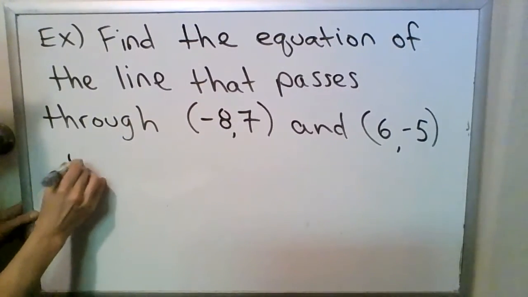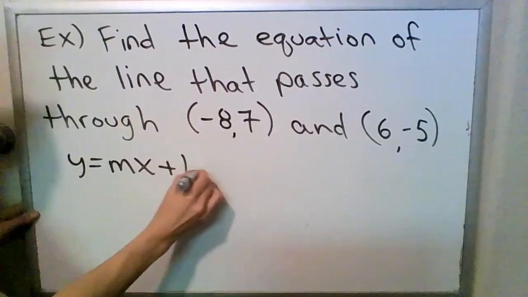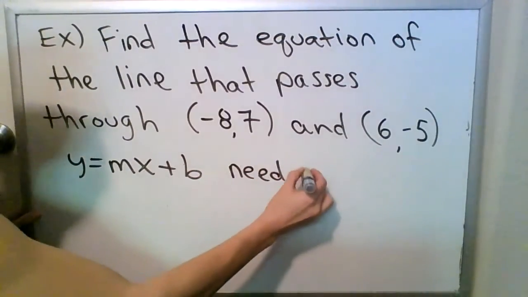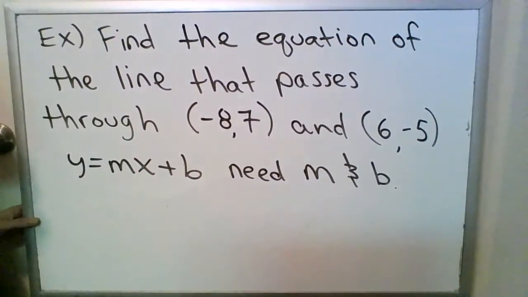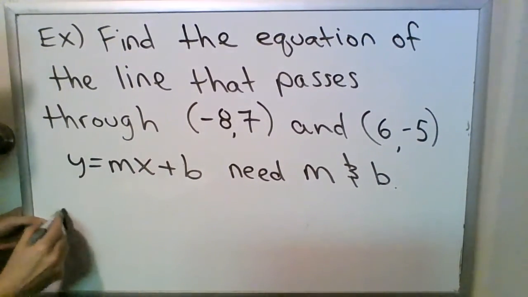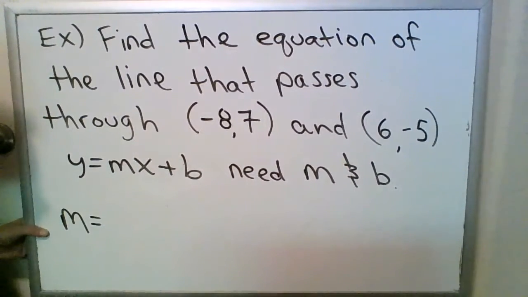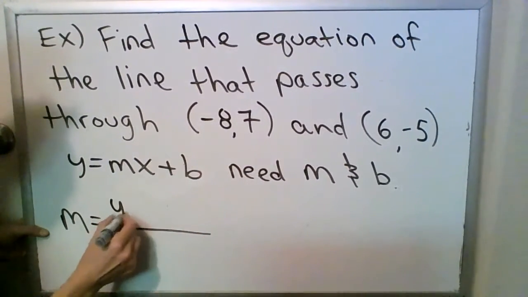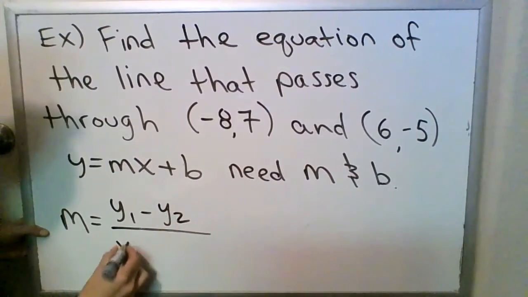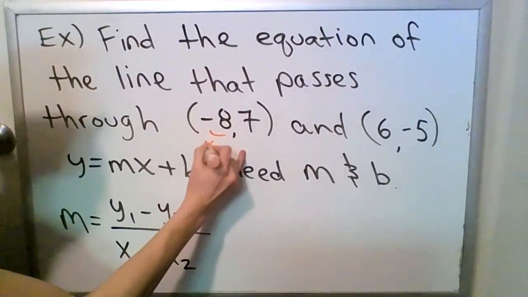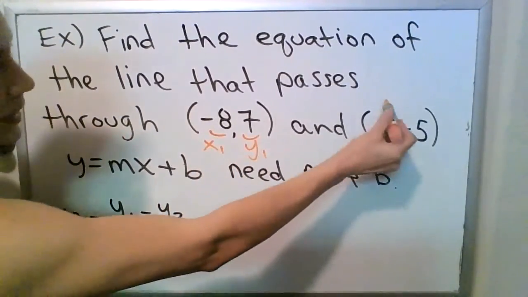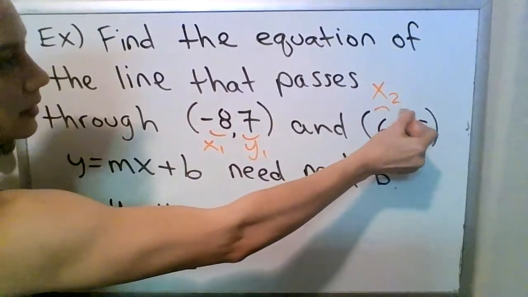I like to use y equals mx plus b, but I need to know m and b. I have a formula for m. The slope is your difference in y's over your difference in x's. So we can go y1 minus y2, as long as what's here is x1 minus x2. Let's label my points: x1, y1, this would be x2, this is y2.